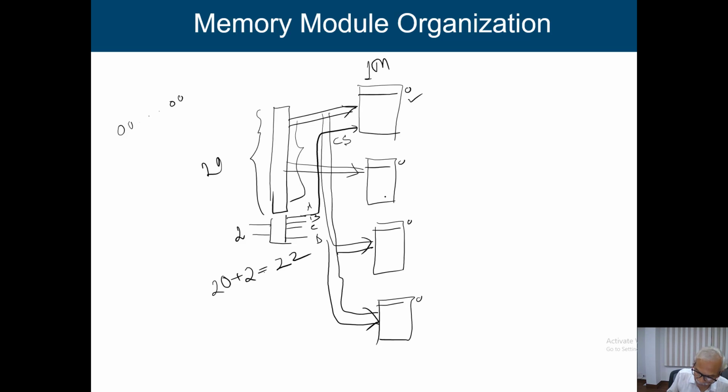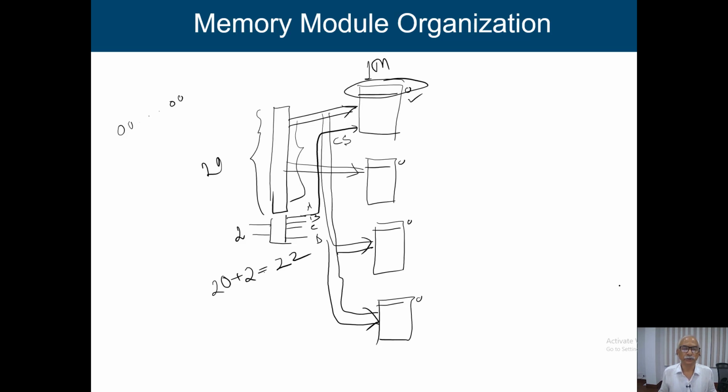And in this particular case, the chip select line of the other 3 memory modules will be 0. So we are not going to work with the other 3. And eventually what will happen? We are going to work with this particular memory word, not the other memory word. Okay. So this is the way we are going to select one of these particular 4 memory modules.